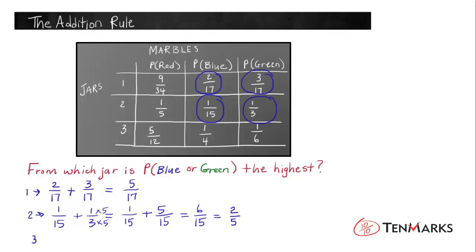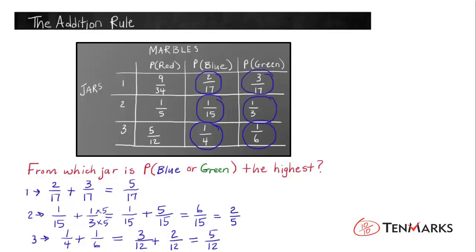Now let's look at jar 3. The probability of getting a blue marble from jar 3 is going to be 1/4, and the probability of getting a green marble is going to be 1/6. The least common denominator for a 4 and a 6 is going to be 12. To change 1/4 to something over 12, we're going to multiply the top and bottom by 3. And to change 1/6 to something over 12, we're multiplying the top and bottom by 2. When we add this, we get 5/12.